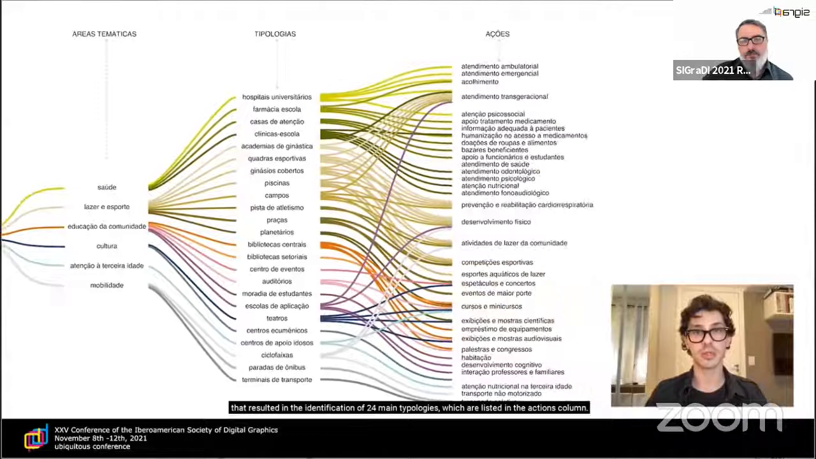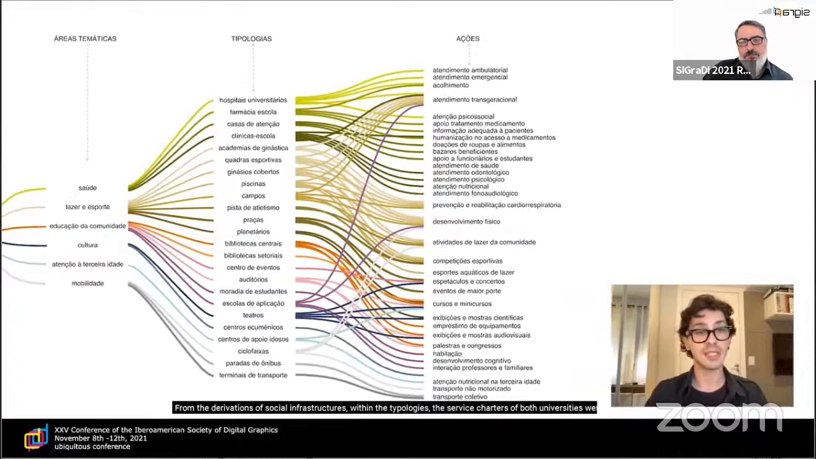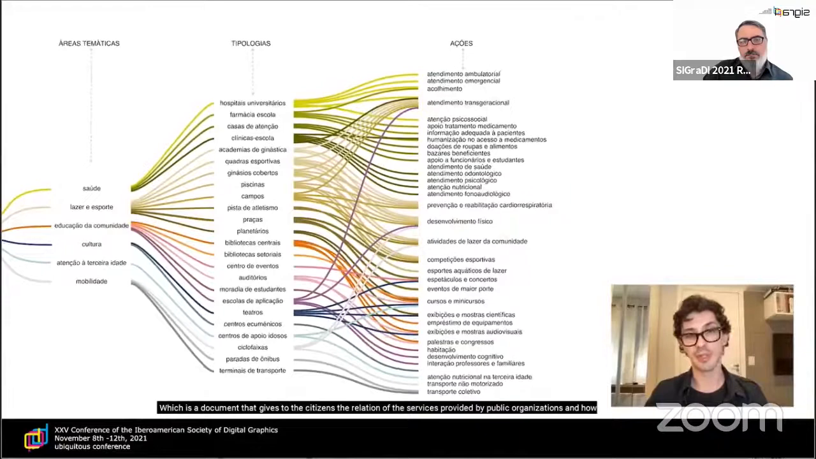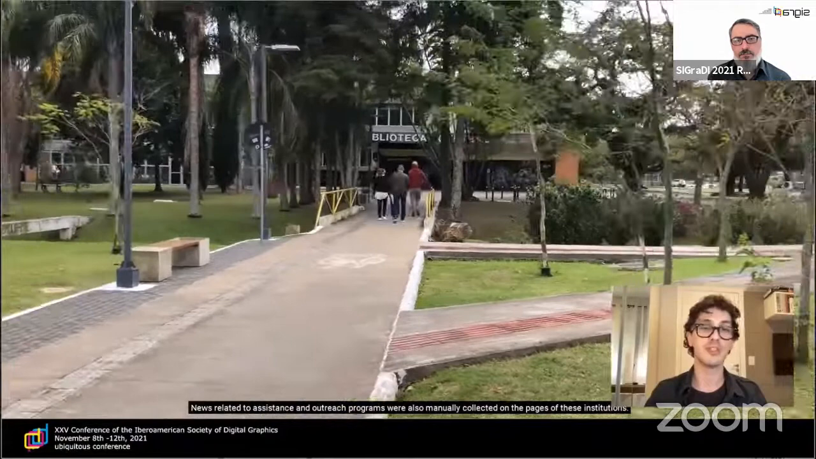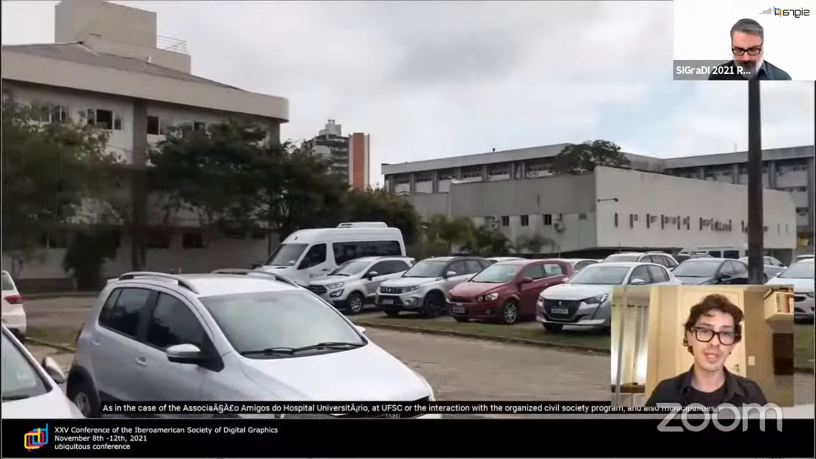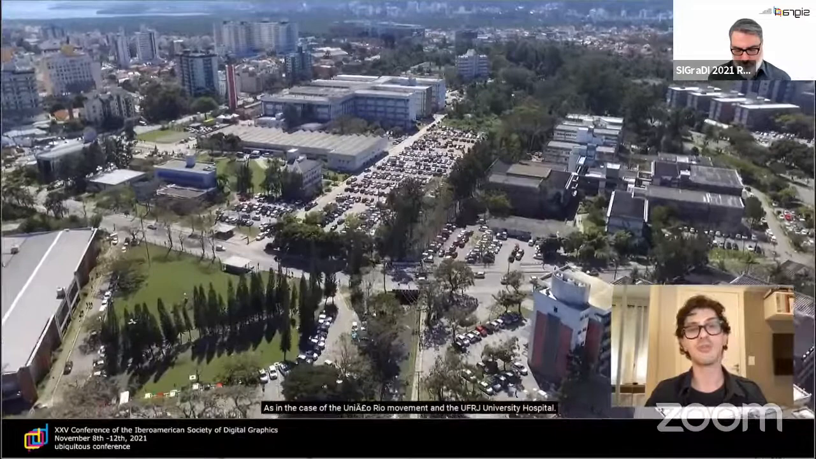Para as derivações das infraestruturas sociais dentro das tipologias, foram consultadas as cartas de serviço de ambas as universidades, que é um documento que fornece aos cidadãos quais são os serviços prestados pelas organizações públicas e como se dá o acesso a esses serviços. Também foram coletados manualmente nas páginas dessas instituições notícias relacionadas aos programas de assistência e de extensão, como no caso da Associação Amigos do Hospital Universitário, na UFSC, ou a interação com programas da sociedade civil organizada, e também dos municípios, como no caso do Movimento União Rio e do Hospital Universitário da UFRJ.